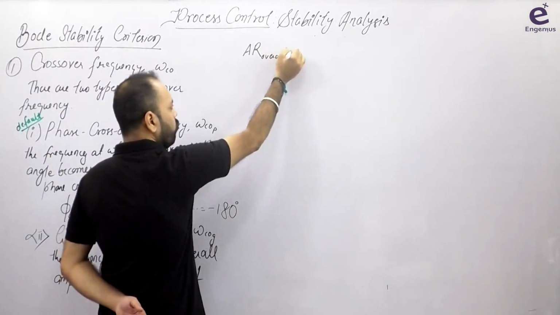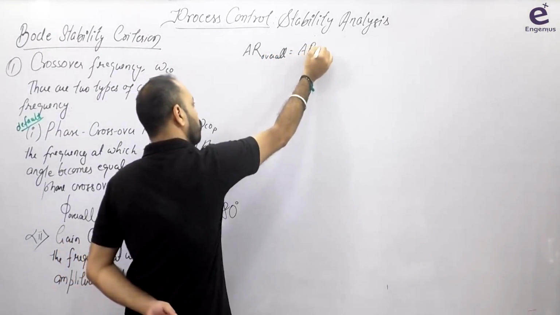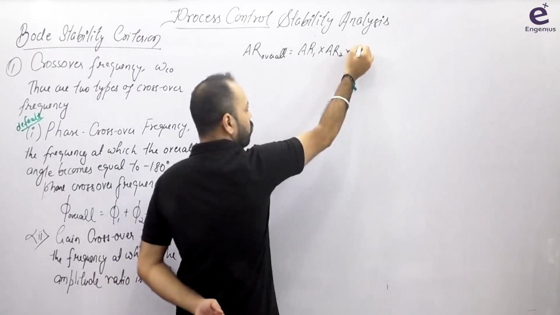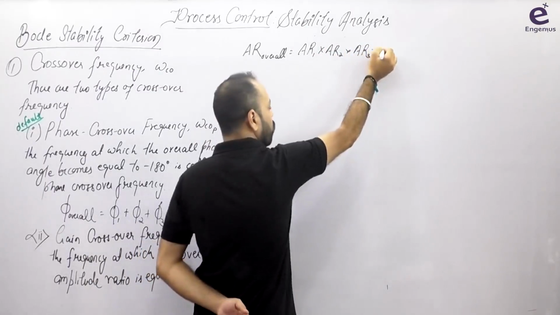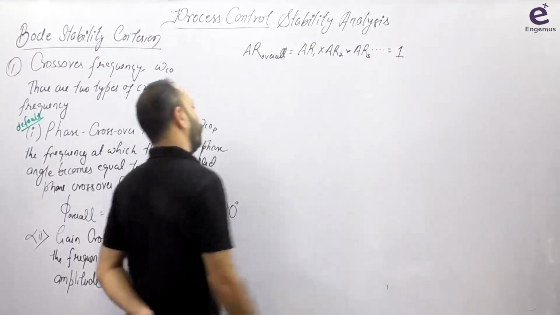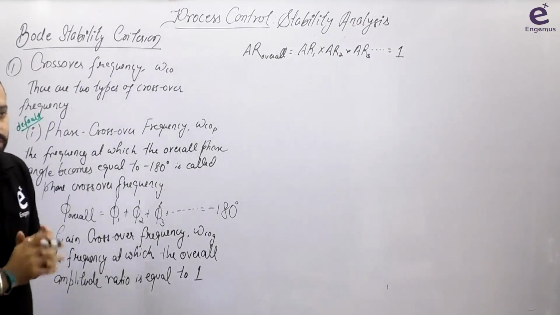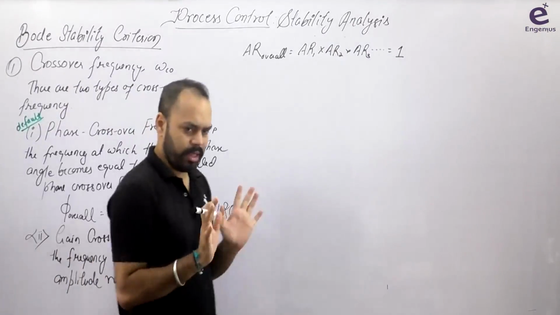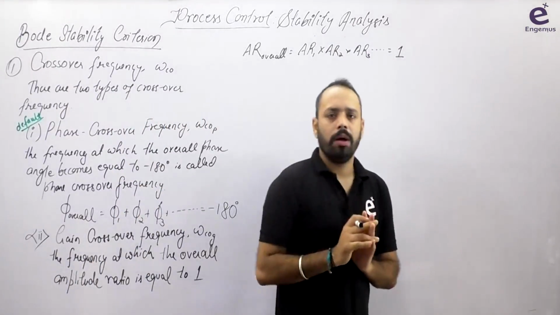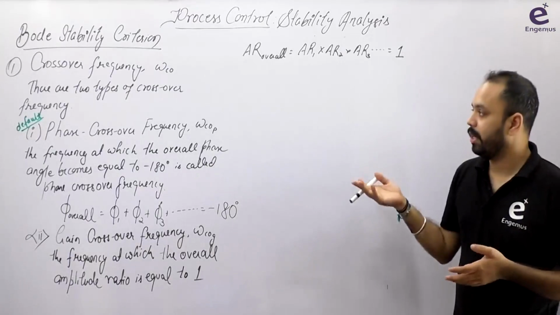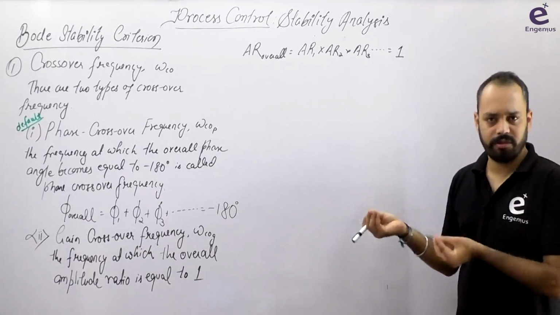AR overall, and how to find AR overall? The multiplication of individual amplitude ratios. Okay, these multiplications equal to 1. From here, the omega that you'll find is called gain crossover. So first of all, it must be clear that these are the two types of crossover frequency and they have no relation with corner frequency. Now the question is, sir, is this the Bode stability criteria? No, I have just defined the types of crossover frequency.